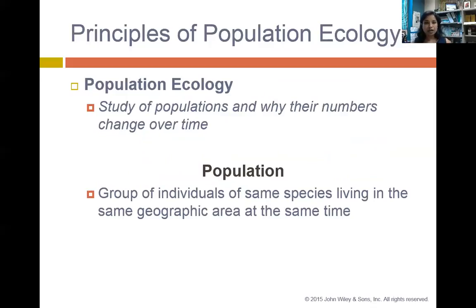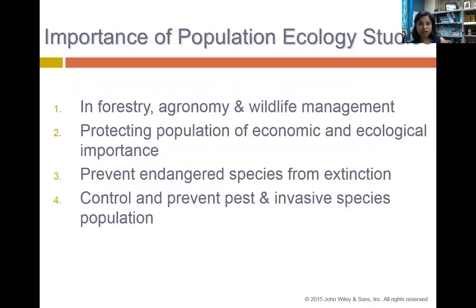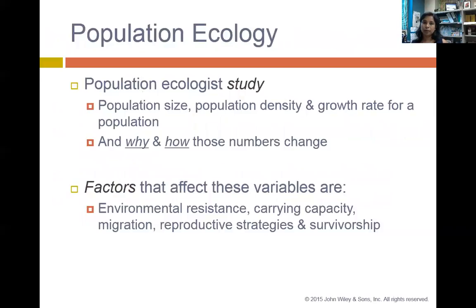In population ecology, we study populations and why their numbers change over time. You already know what the word population stands for, so know that. And then read about why we need to study population ecology. Is there any benefit to human beings and the planet in us studying population ecology? You betcha. All of this, right? So read through them, okay?